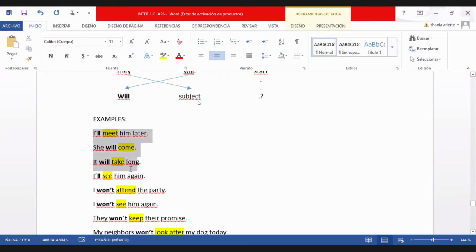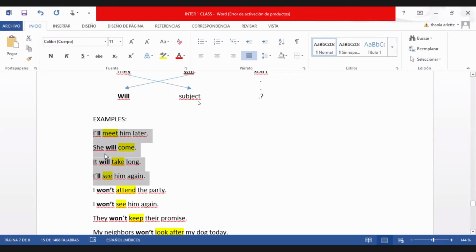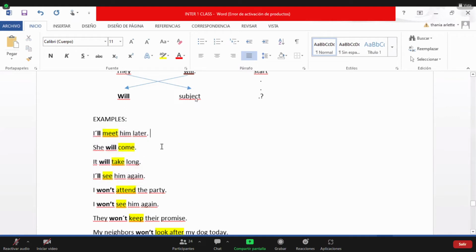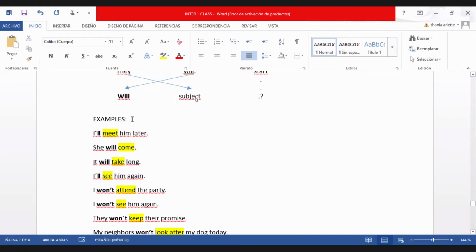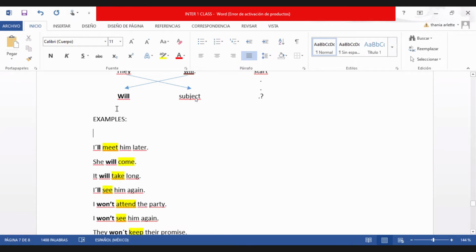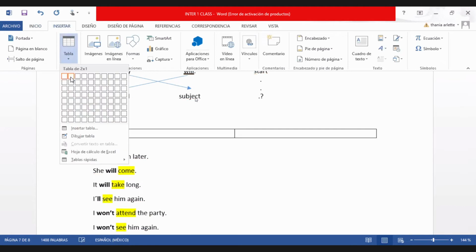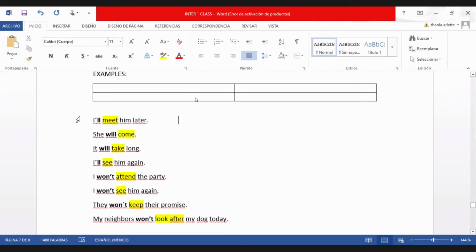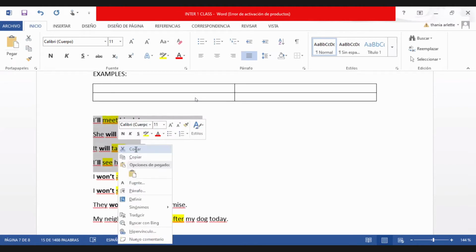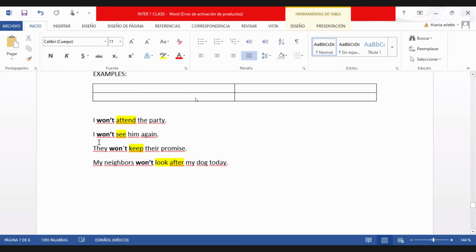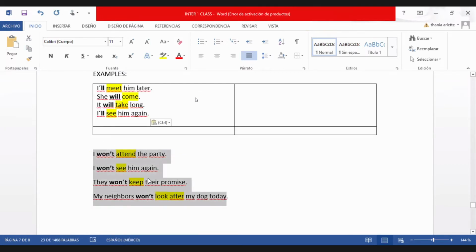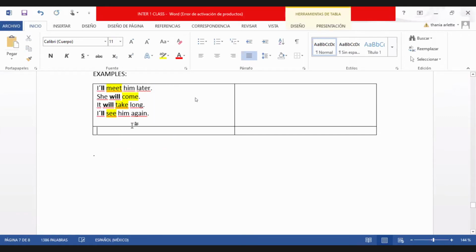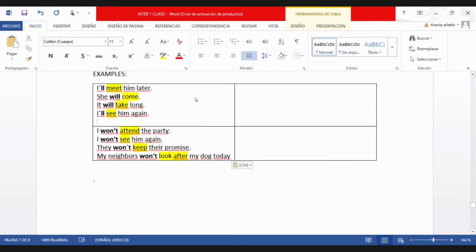consider these examples, these affirmative examples, and tell me the interrogative. Okay, let me organize this. Teacher, what's the meaning of want in Spanish? This is for the future in negative. Teacher, this word want is the same as the word want de querer?